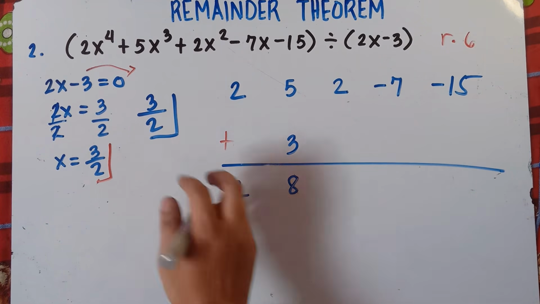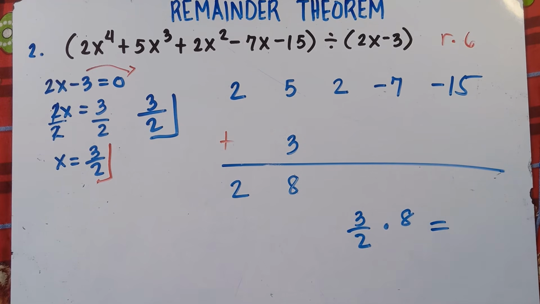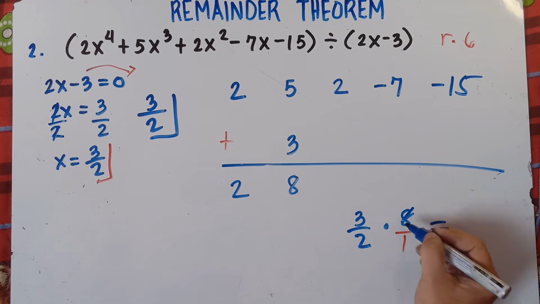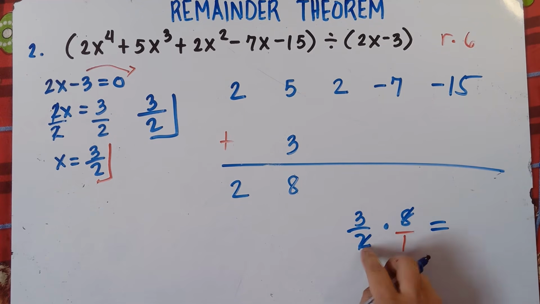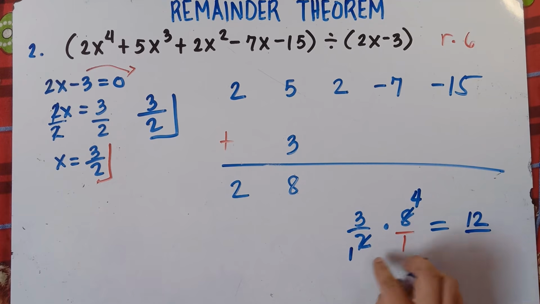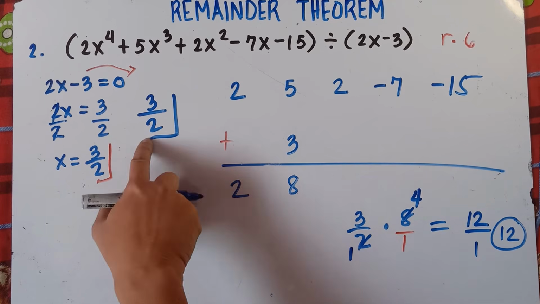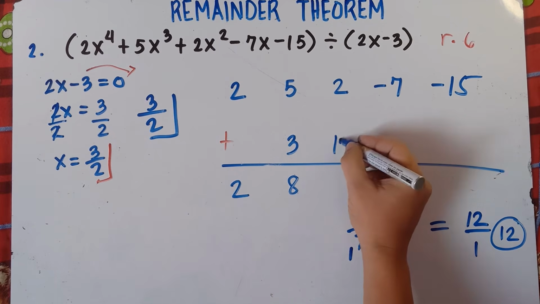Then you multiply. 3 over 2 times 8. Once again, understood that there's 1 here. Then you can divide. Okay. 8 divided by 2, that is 4. And the remaining here will be 1. So 3 times 4 is 12. Then 1 times 1 is 1. So 12 divided by 1 is 12. So this will be 12 plus. So 3 over 2 times 8, that is 12.